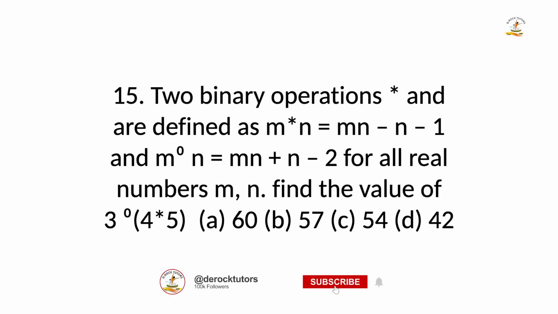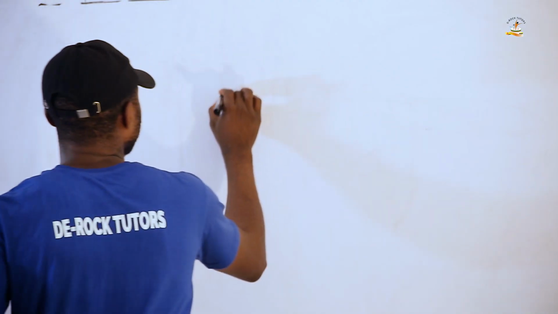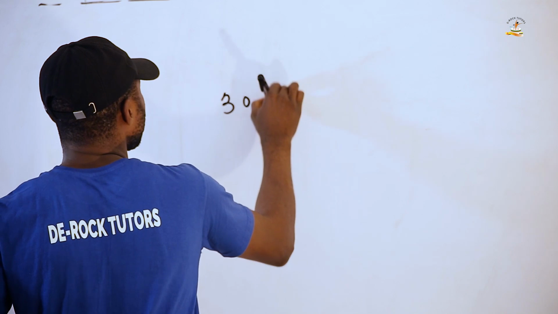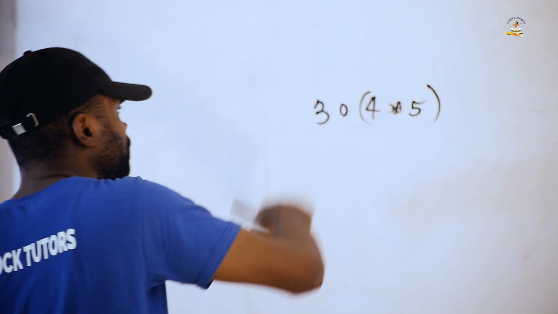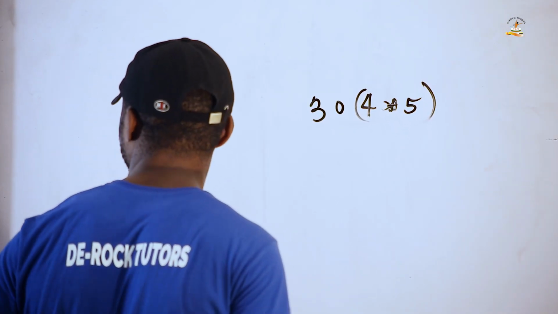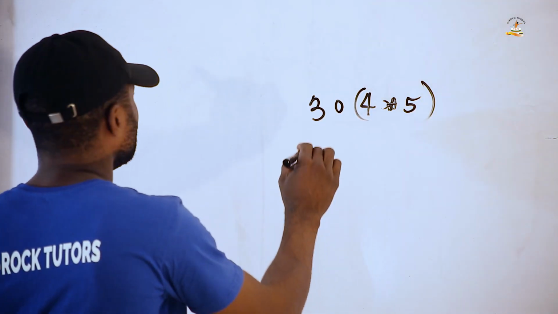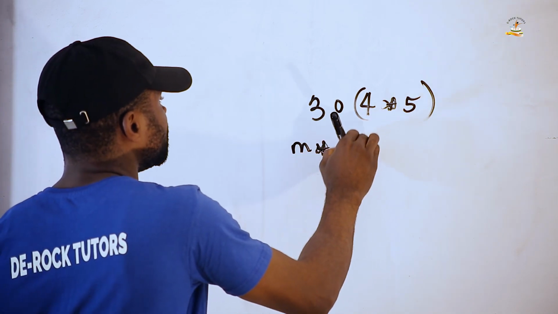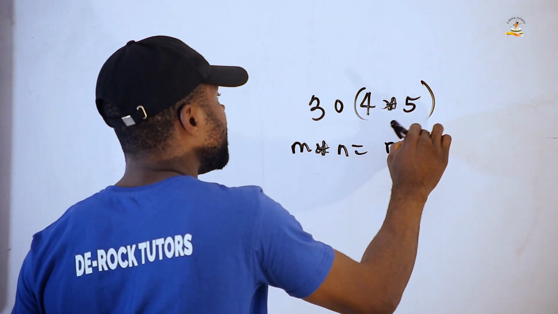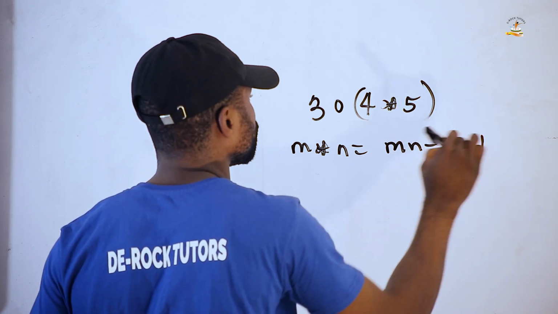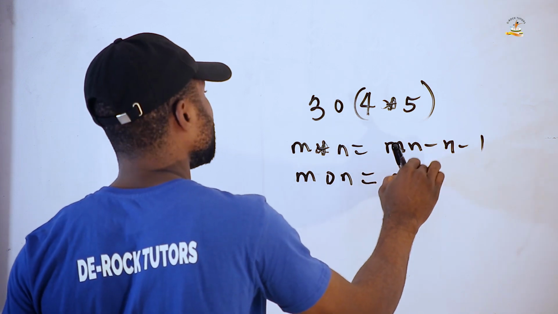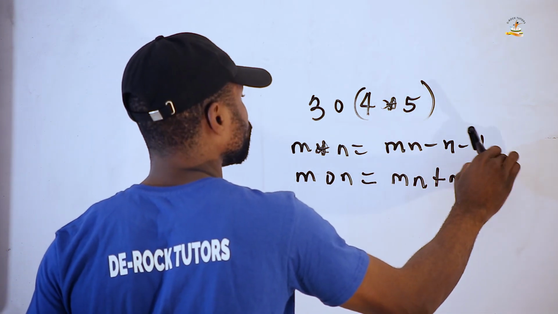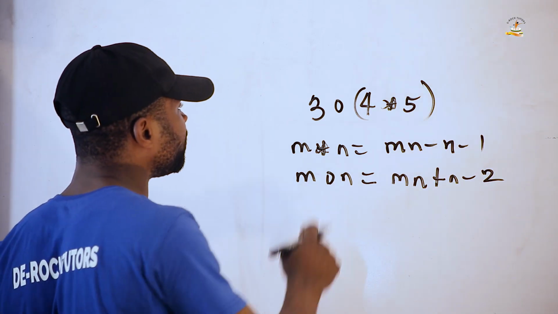In this question, you have two different operations, and you are required to evaluate 3 operation 4 asterisk 5. This asterisk is an operation. This sign is also a sign of binary operation. So, you are given m asterisk n equal to mn minus n minus 1, and you are given m operation n equal to mn plus n minus 2. So we want to evaluate this.